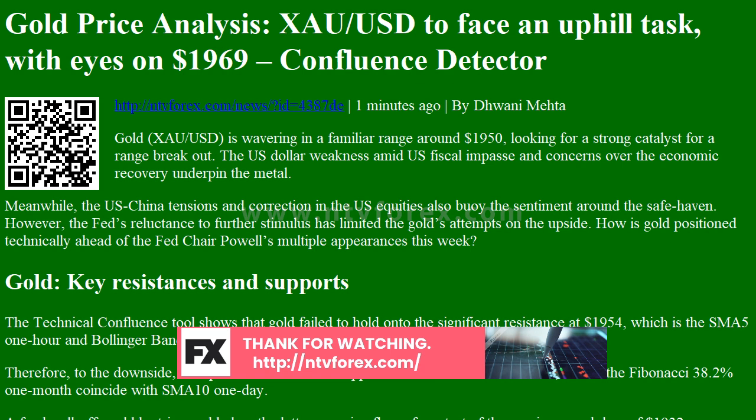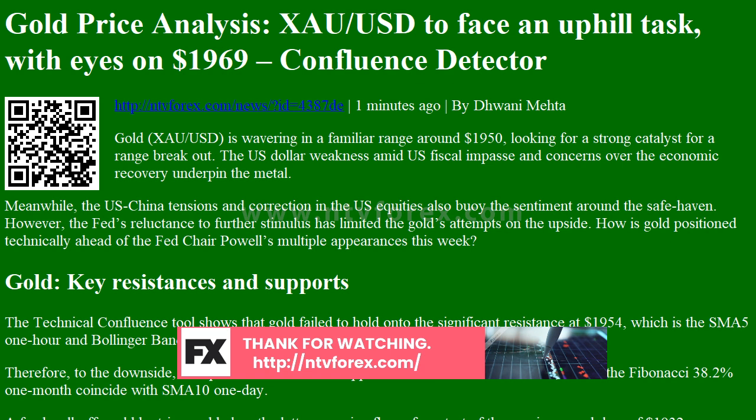Therefore, to the downside, the spot could find dense support around $1,947-$1,945 levels, where the Fibonacci 38.2% 1-month coincide with SMA 101 day. A fresh sell-off could be triggered below the latter, opening floors for a test of the previous week low of $1,932.